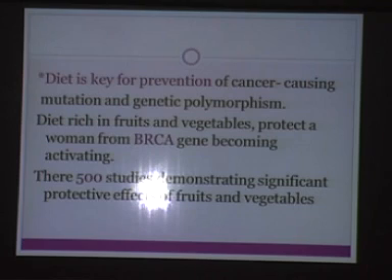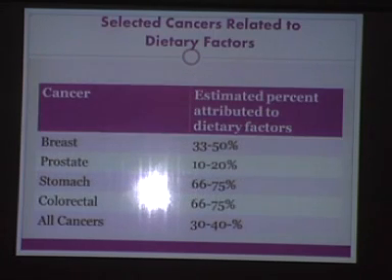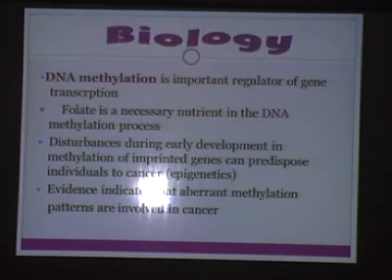Nutrition also helps in the prevention of cancer-causing mutation and genetic polymorphism. A diet rich in fruit and vegetables may protect a woman from the breast cancer gene becoming activated. There are over 500 studies all over the world demonstrating a significant protective effect of fruit and vegetables. This is some of the relation between cancer and diet. Biology can be affected by nutrition.